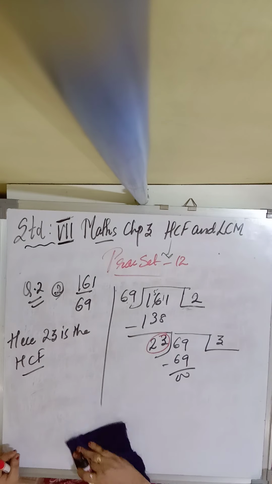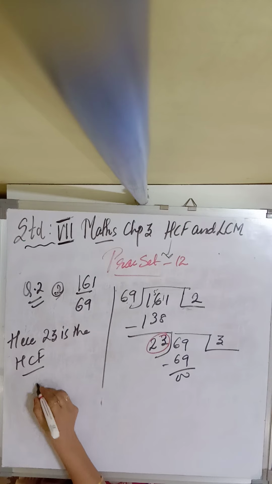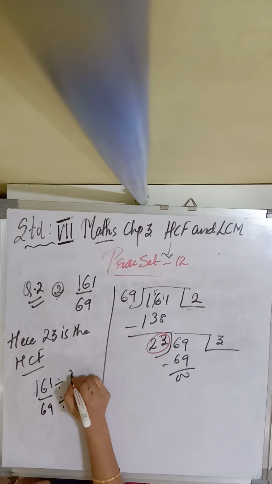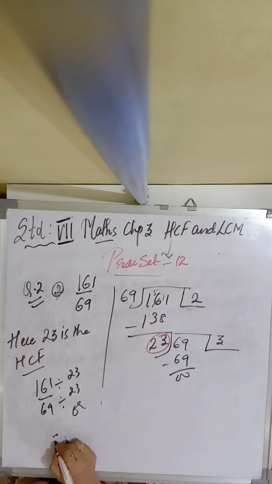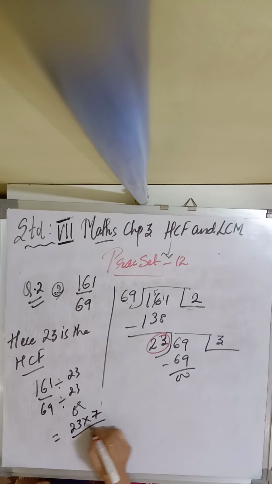Now the next step is we have to reduce the fraction to the lowest term. So 161 upon 69, either you divide by 23, or 161 can be written, children, as 23 into 7, and 69 will be written as 23 into 3. 23 goes, the answer is 7 upon 3. So 7 upon 3 is the lowest, simplest form.